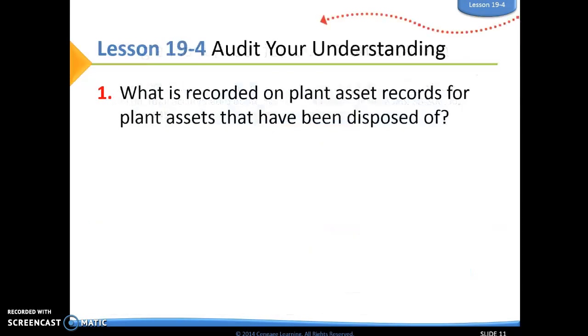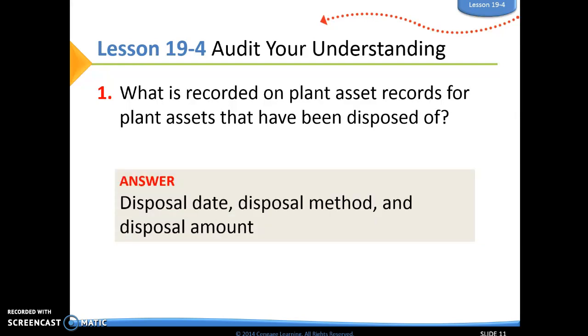Audit your understanding. Number 1, what is recorded on plant asset records for plant assets that have been disposed of? We need to record the disposal date, how we disposed of it, and the disposal amount.